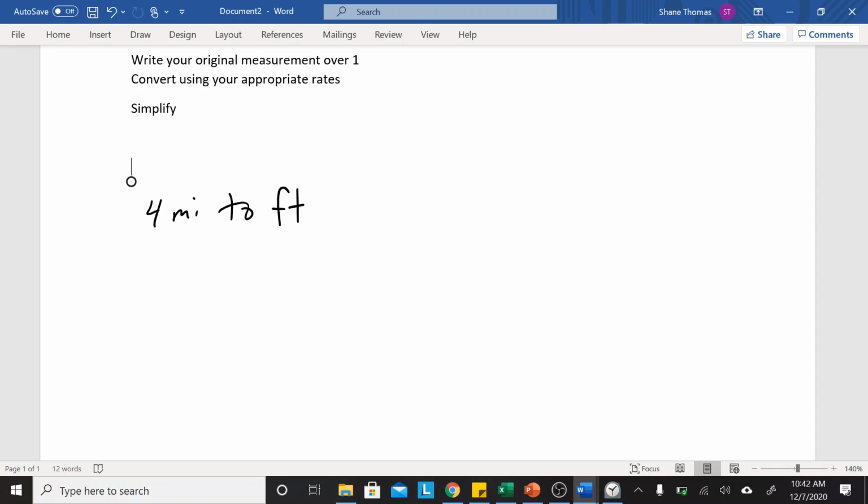How many feet are in a mile? Anybody? 5,280. Okay, 5,280. Now again, we need to line this up so our measurements and our units cancel out. So we want to get rid of miles. We want to get it into feet. So I want to put my miles on the bottom. 1 mile, 5,280 feet.